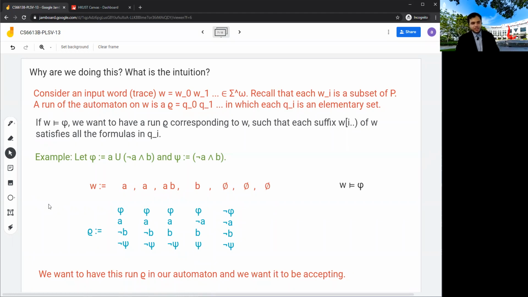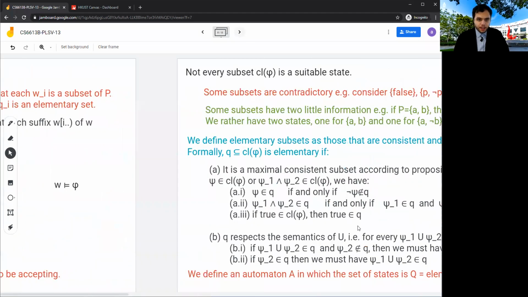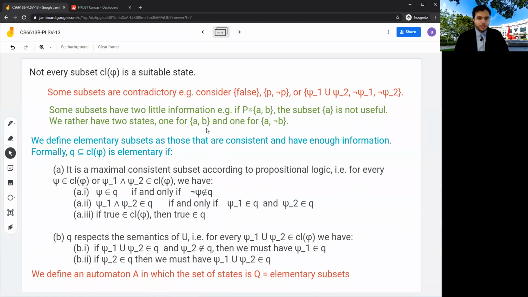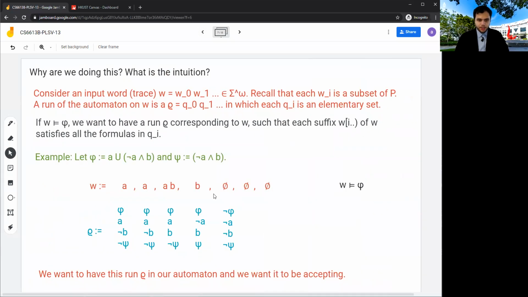So what I want is to have some automaton in which we have this kind of a run. And I also want this run to be accepting. But I have to actually construct that automaton now. Okay. So let's go on and talk about this.